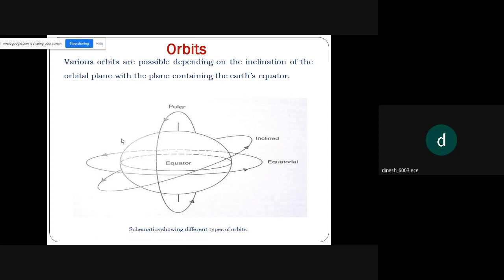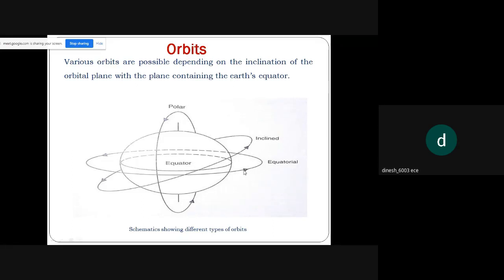You can see at the center we have the Earth's equator. On the right-hand side we have east, on the left-hand side west, at the top north, and at the bottom south. If satellites are placed revolving from north to south, in this direction, we call it polar. Satellites placed in this orbit revolve from north to south or south to north. North to south is called a polar orbit.